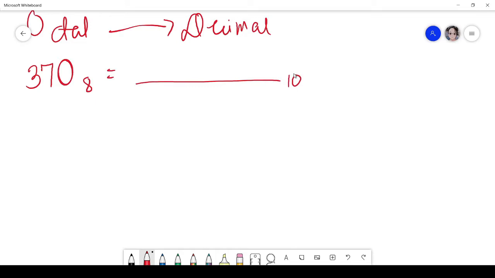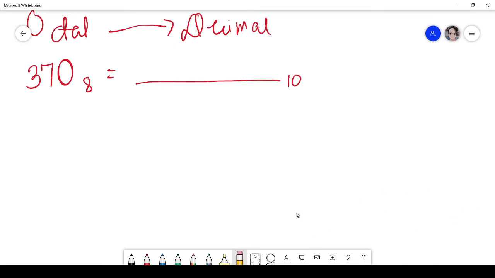The first thing that you're going to do is the same as binary to decimal, if you can still remember. In binary to decimal, you multiply by 2 with an exponent: 2 to the power of 0, 2 to the power of 1, 2 to the power of 2, and so on. But we are now in octal conversion, so we are not going to use 2, but we are going to use 8 instead, because octal has a base of 8. So let's start.